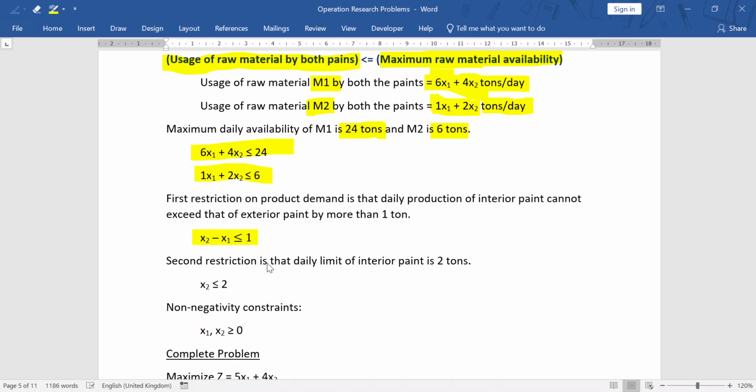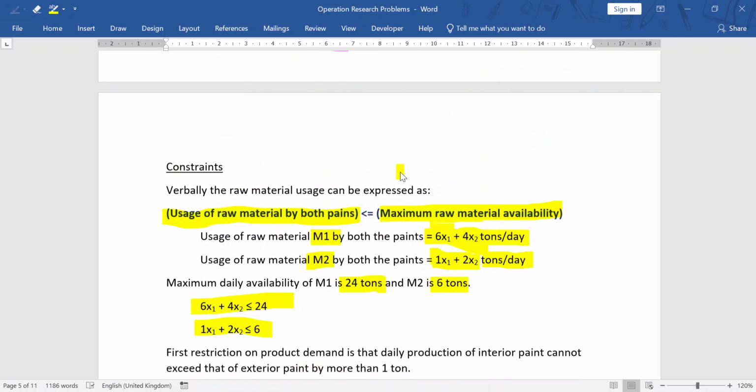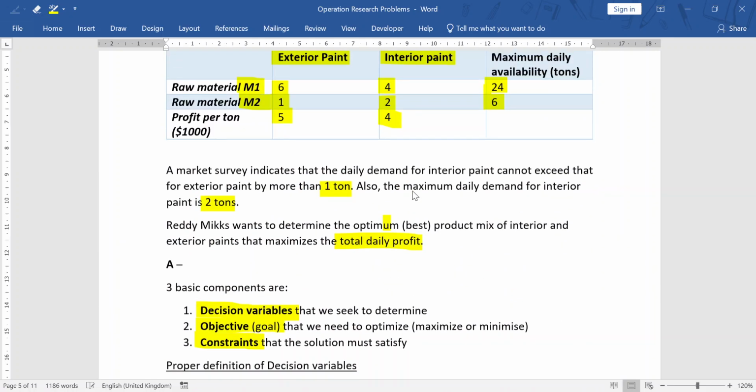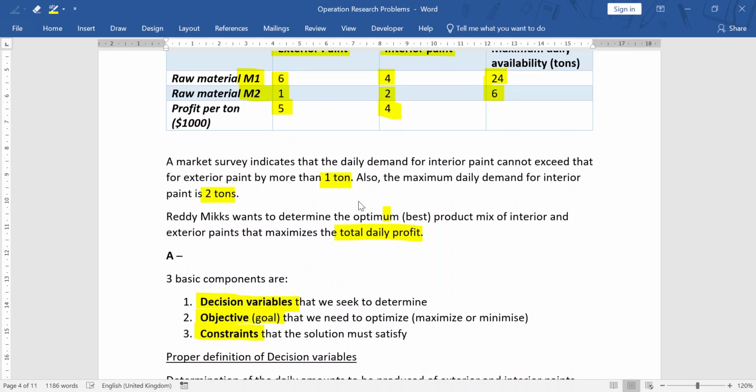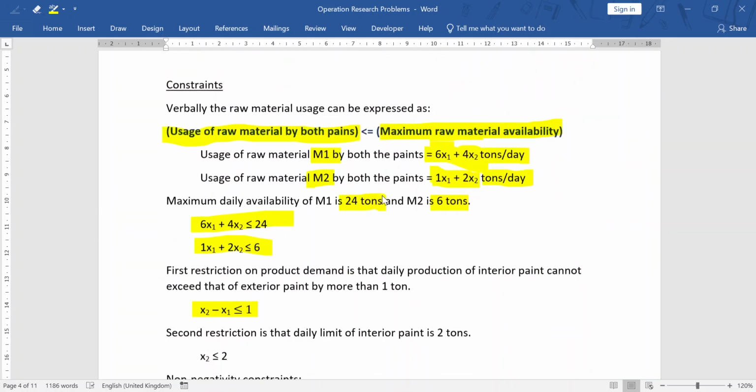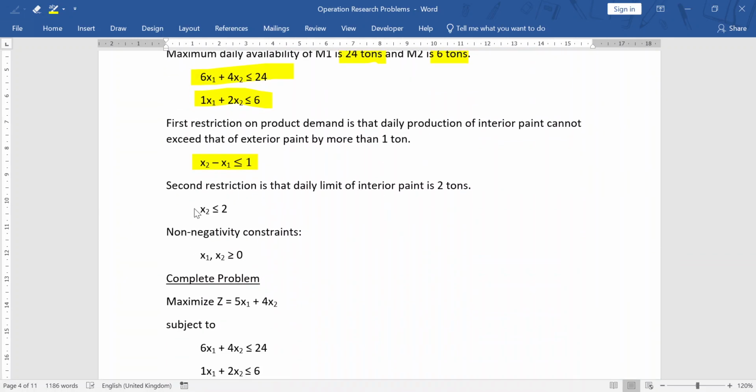Now the second restriction is that we are given a maximum daily demand for interior paint of 2 tons. So x2 is less than or equal to 2. And in this type of problem, x1 and x2 can never be negative, because we have some production going on in this company. So x1 and x2 are always greater than or equal to 0.